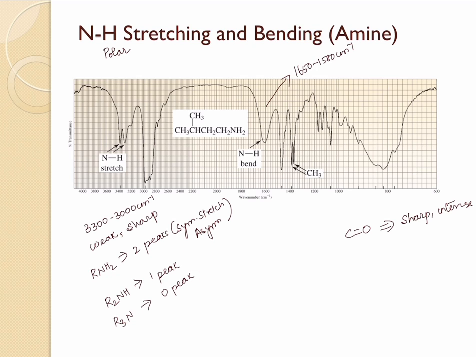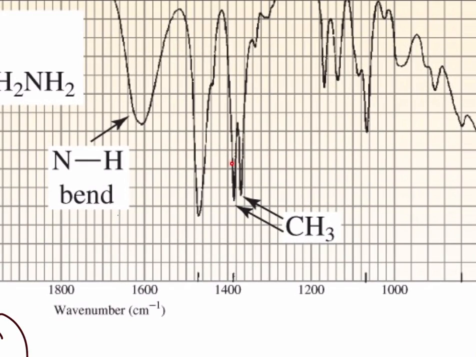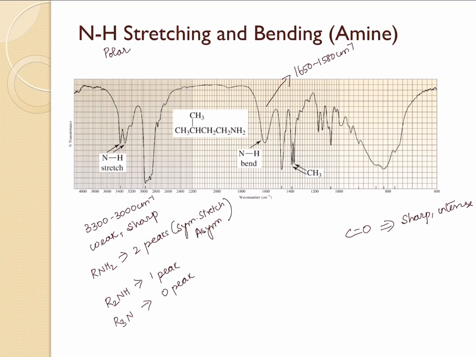Now there is one unique thing about this compound. This compound has two methyl groups connected to the same carbon, in which case you should be able to see two peaks on the right side of 1400. So here is 1400. Yes, you are able to see two peaks in that region. So this is a good indication that you have two methyl groups connected to the same carbon.